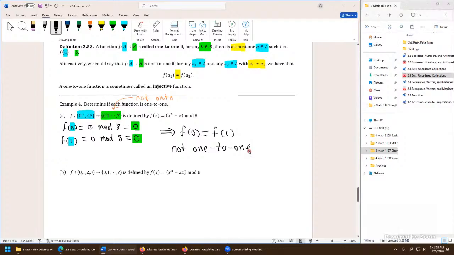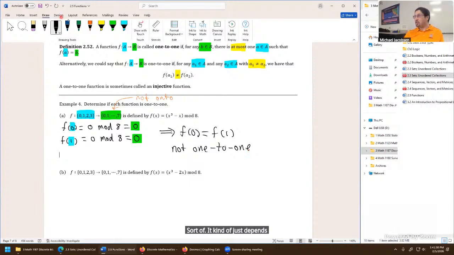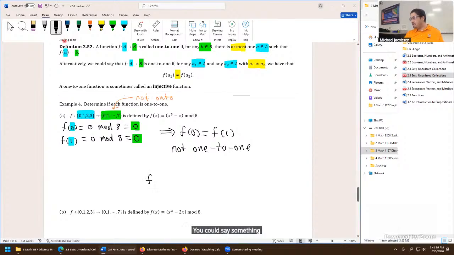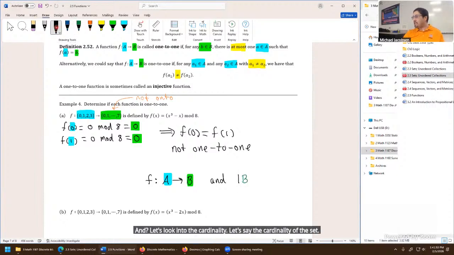So does this imply that if our codomain is not the same size as our domain, it cannot be one-to-one? Sort of. It kind of just depends on the sizes. Okay, that's a really good comment. Let me put down something on the notes. You could say something along these lines. If you're going from finite domains, that's where the funny stuff happens. If you go from A to B, so here's domain to codomain, and let's look into the cardinality. Let's say the cardinality of the set B itself is smaller than the cardinality of the set A, strictly smaller.